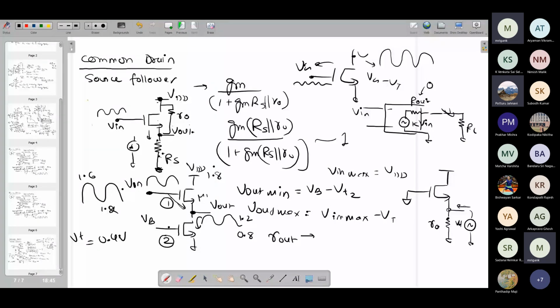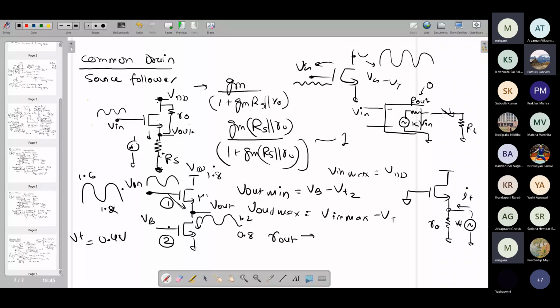What is the impedance looking into the output? RO parallel 1 by GM parallel RO of the MOS. Yeah, so here looking upward, you have 1 upon GM of this MOSFET M1, and RO1 is also coming, as you said, between source and drain. That anyway we can ignore.